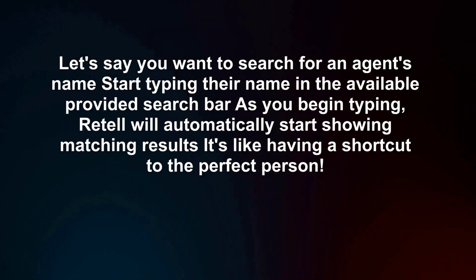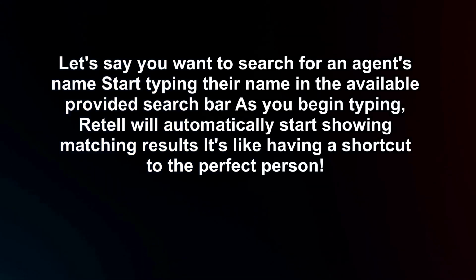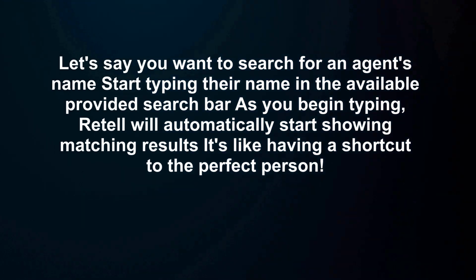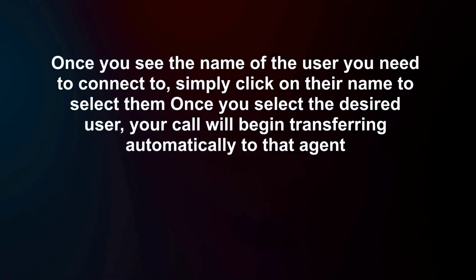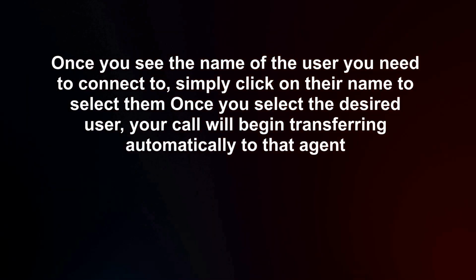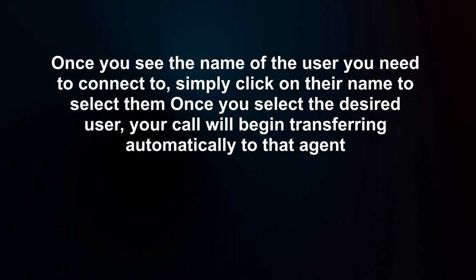Start typing their name in the provided search bar. As you begin typing, Retell will automatically start showing matching results. It's like having a shortcut to the perfect person. Once you see the name of the user you need to connect to, simply click on their name to select them. Once you select the desired user, your call will begin transferring automatically to that agent.